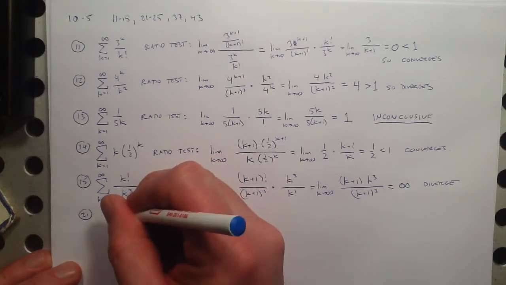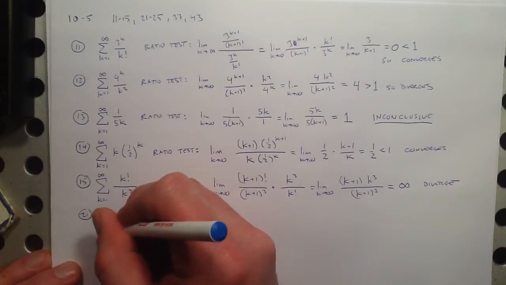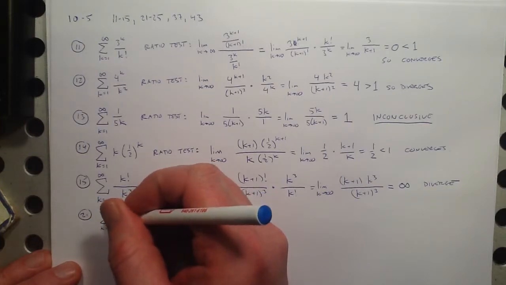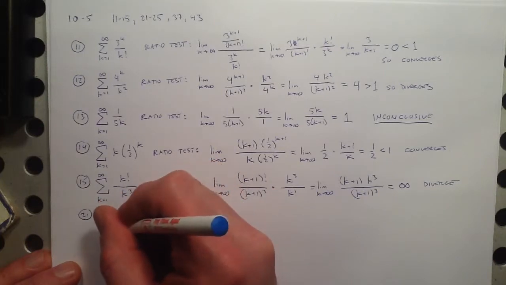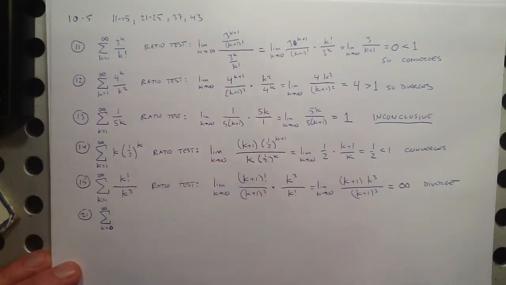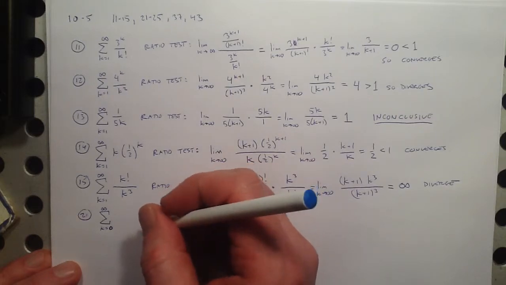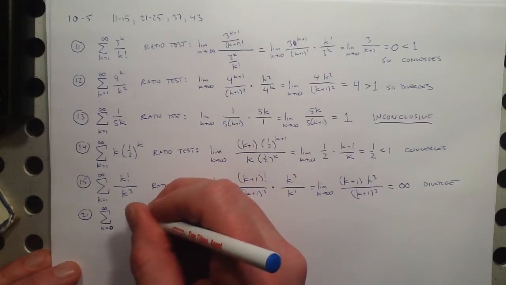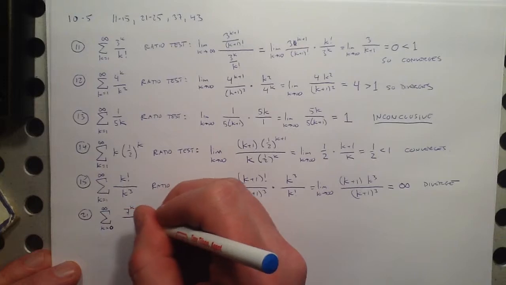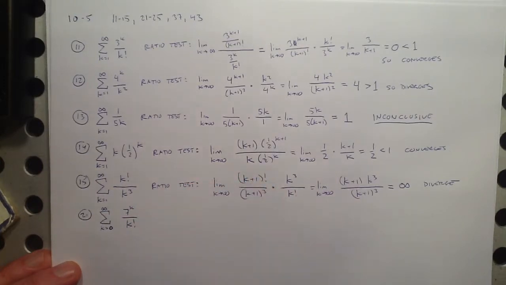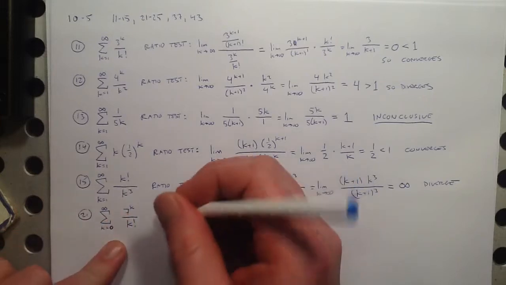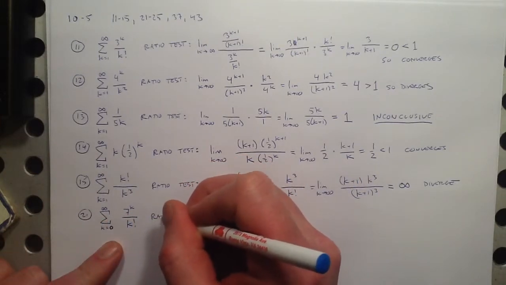Directions here say use any method, but I tried to pick problems that were well suited to the ratio test, so we'll see how that goes. Oh, and in 21 they're starting at 0. Not that that really matters to us, because it doesn't matter. Might think about why it doesn't matter. It's worth thinking about. So I got a factorial on the bottom, so this probably has a chance to converge.